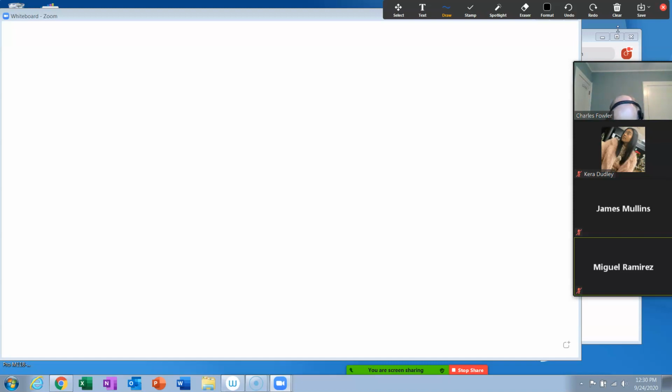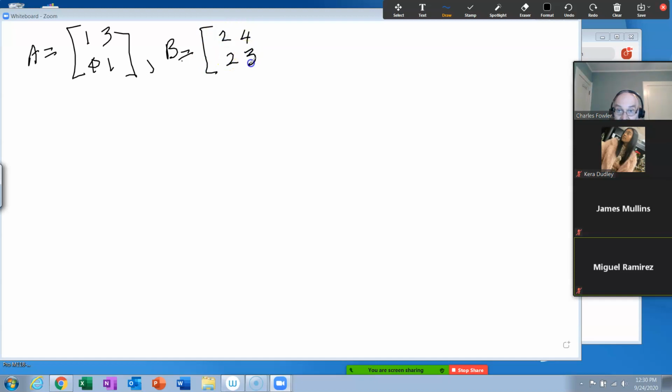Now, here we have 3 matrices. The first we're going to name, guess what? A. That's going to be a 1, 3, 0, 1. The second of these, I'm guessing, is going to be that one I copied wrong before. And that's a 2, 4, 2, 3. And the third one, C, is going to be 1, negative 2, negative 1, 2.